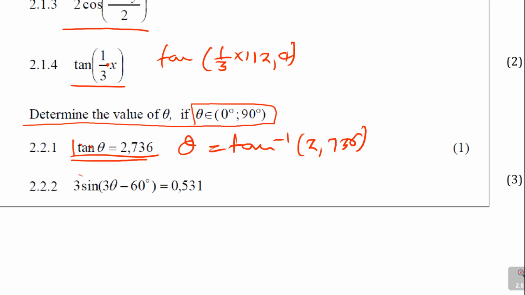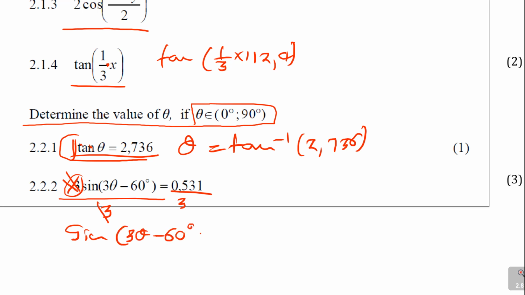First of all, the problem is your 3 there, so you divide by that 3. I told you there must be a 1 here, so that can't be there. When you see a 1, you divide by 3 first so that it goes. Then you'll have your sine of 3 theta minus 60 degrees equal to 0,531 over 3. You can simplify it, or you can leave it like that.